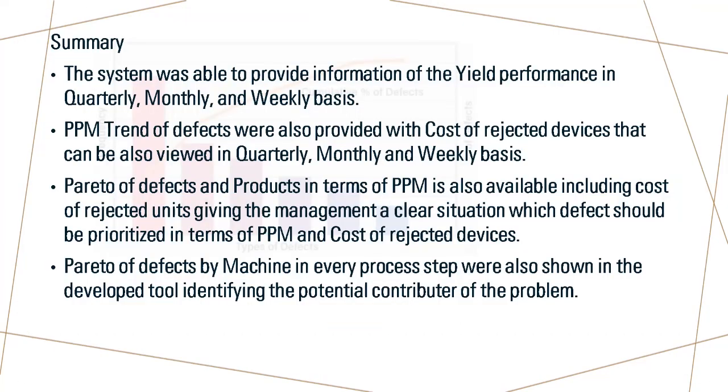So in summary, the system was able to provide information of the yield performance on a quarterly, monthly, and weekly basis. PPM trend of defects was also provided with cost of rejected devices that can also be viewed on a quarterly, monthly, and weekly basis. Pareto of defects and products in terms of PPM is also available, including the cost of the units, giving the management visibility on which defects should be prioritized in terms of PPM and cost. Pareto of defects by machine in every process step was also shown in the developed tool, identifying the potential contributor of the problem.